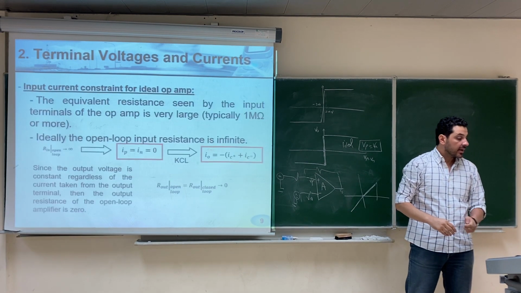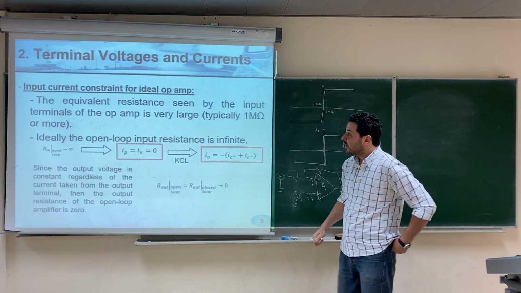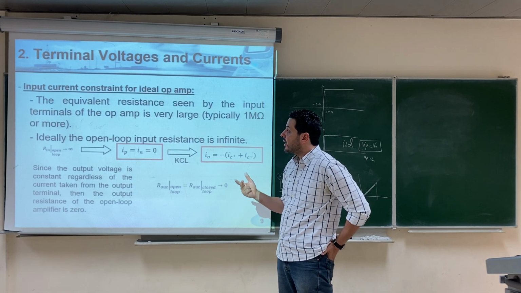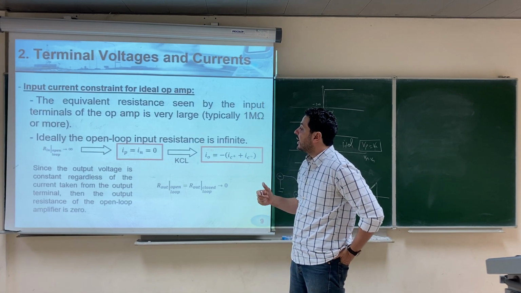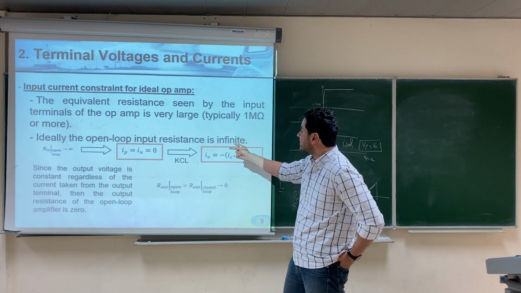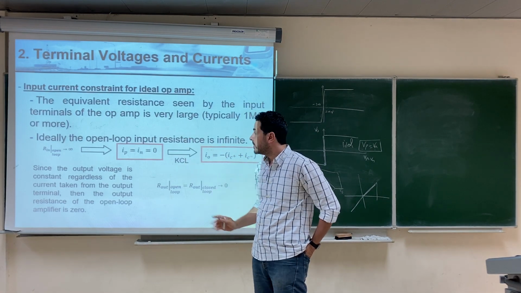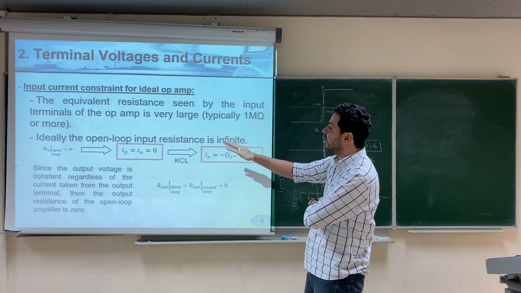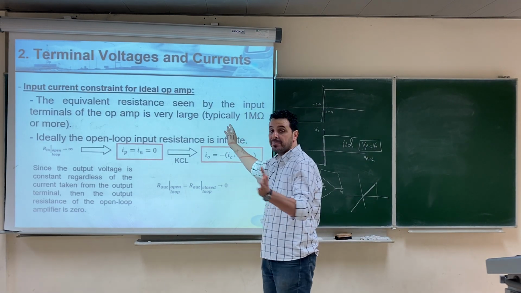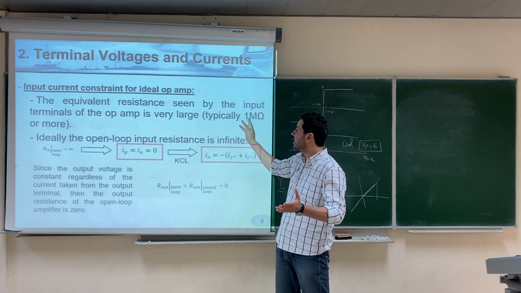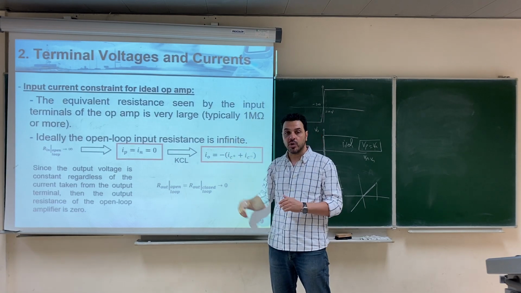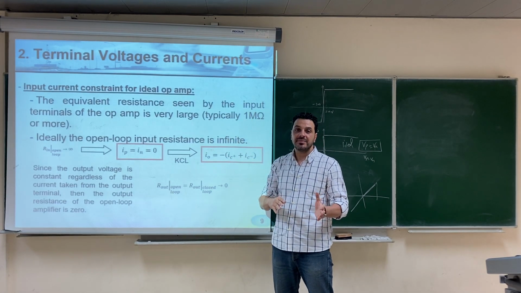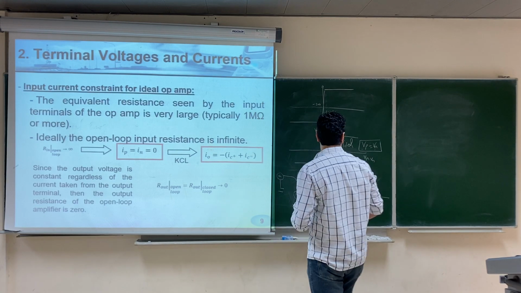Okay? Fine. Another thing is that for the ideal op-amp, the input resistance is infinity. So the equivalent resistance seen by the input terminals of the op-amp is very large in practice. Practically speaking, it's very large. It goes to 1 mega or more. For the ideal op-amp, it's infinity. The input resistance is infinity.